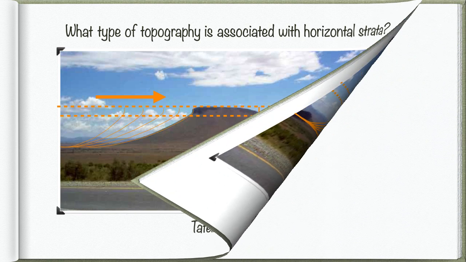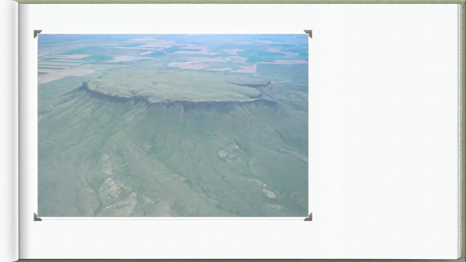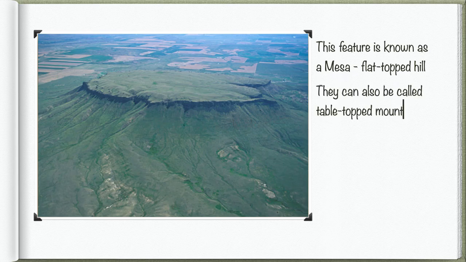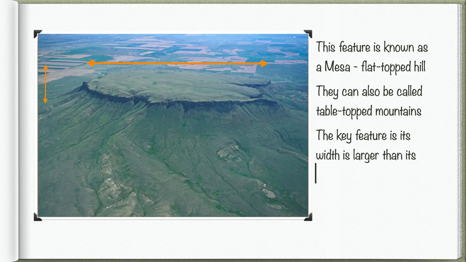Let's look at our next photograph. Here we're going to be looking at the feature that is now produced. This feature is known as a mesa or flat-topped hill. We can call it also a tabletop mountain. And notice the key feature of this, that the width is larger than the height. So that's how we know it's a mesa, in that the width is larger than the height.